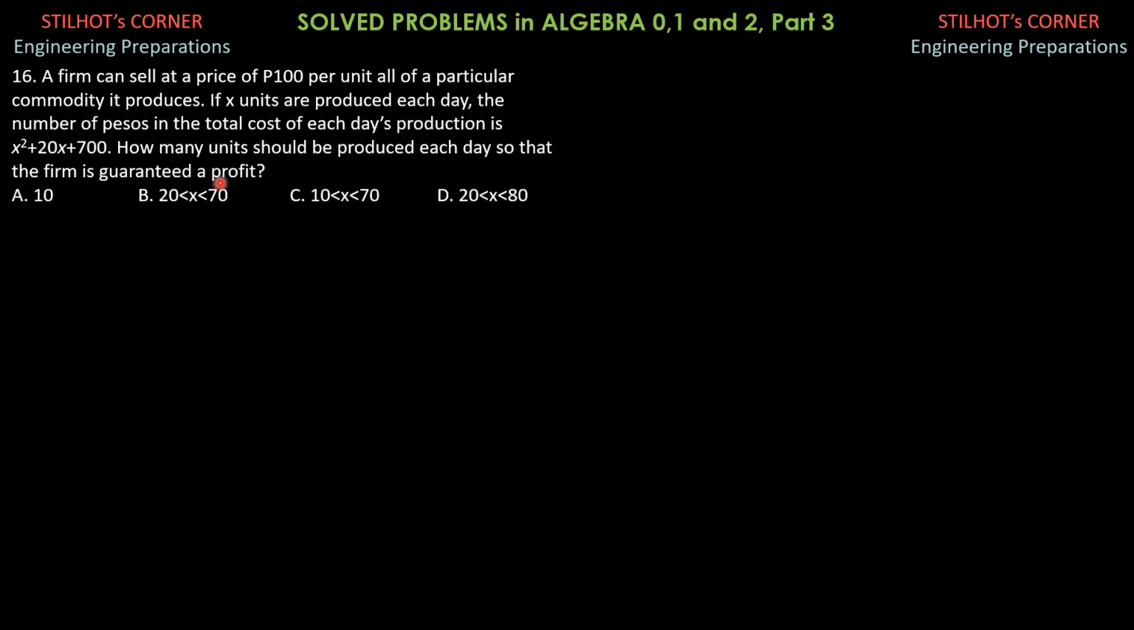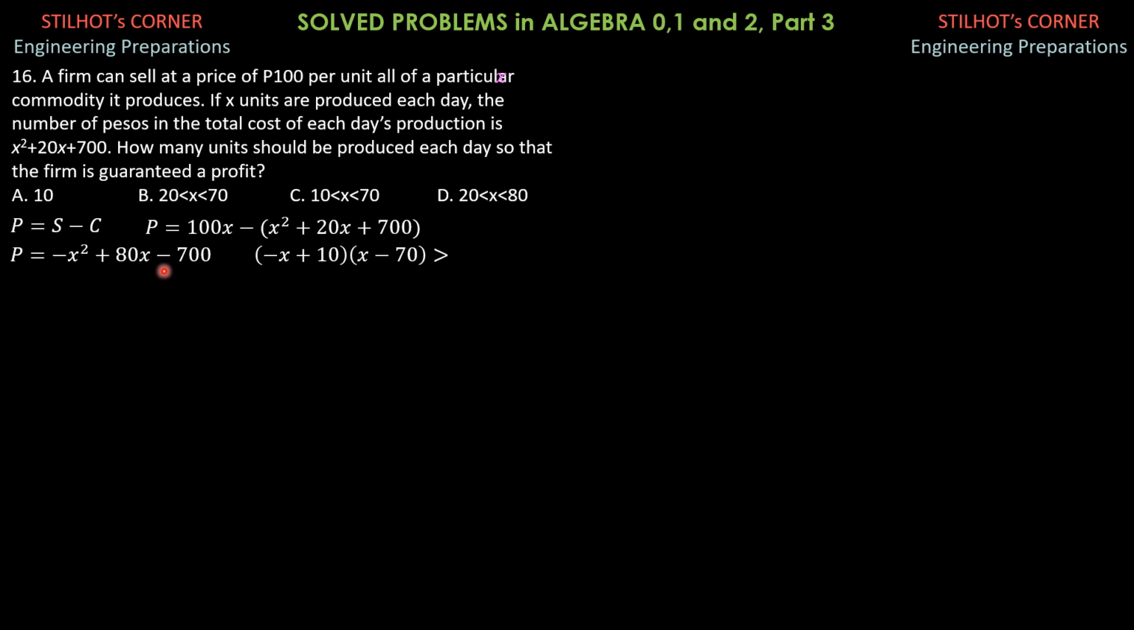So let's set up the formula for the profit. It should be sales minus the cost in a day. So the sales is simply unit price 100 times x, then this cost is given by this trinomial, and let's simplify this, and it should be greater than 0 to guarantee a profit. So negative x squared plus 80x minus 700 should be greater than 0, and we factor it into quantity negative x plus 10, times quantity x minus 70, greater than 0.